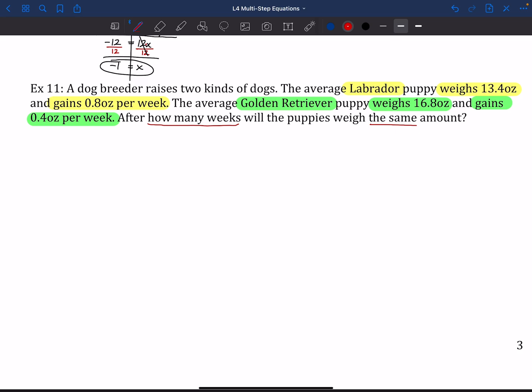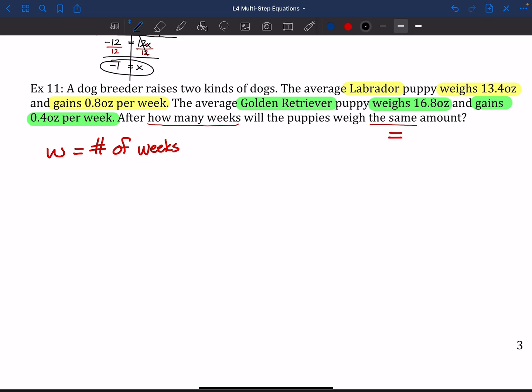So if I don't know how many weeks, I need a way to talk about the number of weeks without actually knowing it yet, which is really tricky. The way that we do that is we use a variable. So I'm going to set myself up with a variable. Let's just call it W. So W is the number of weeks. I don't know what that number is yet for what the problem wants, but I can use W to kind of work with it without actually knowing it first. And when we're talking about them weighing the same amount, that means that I'm going to want an equal sign. I want these two sides to be equal to each other.